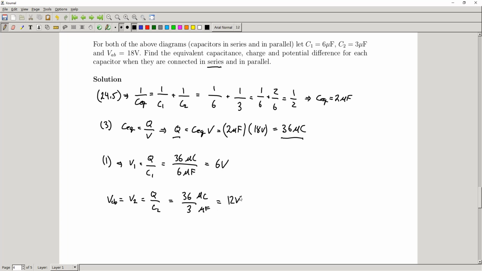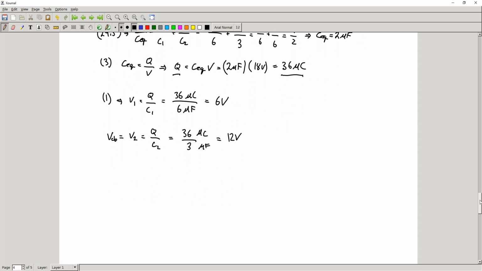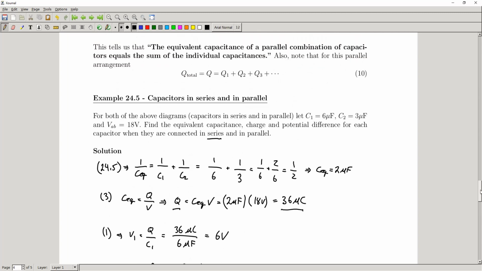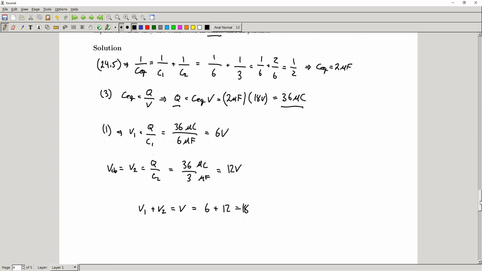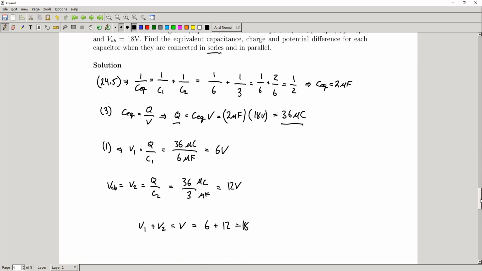Okay, and so this is great because now we can verify that if we add these up, we know that V1 plus V2 has to equal our V. We can see that this is 6 plus 12. This is equal to 18, and 18 is exactly the potential difference that we're given here for VAB. So the whole thing checks out, and we now have numeric values for a number of the quantities that we're looking at.